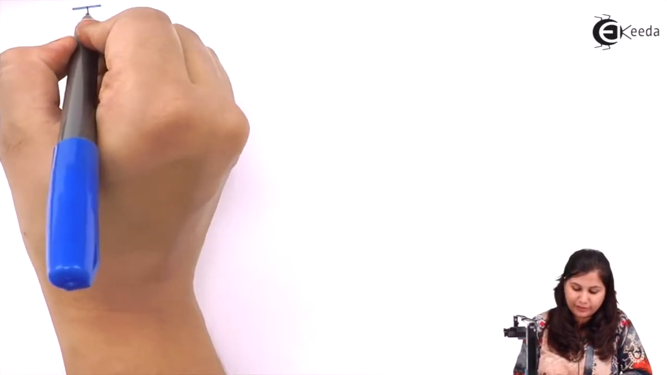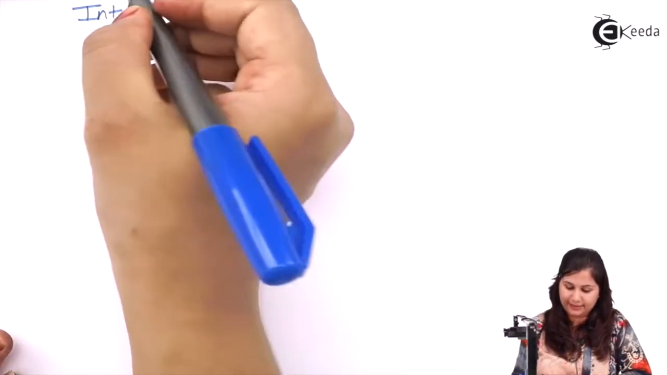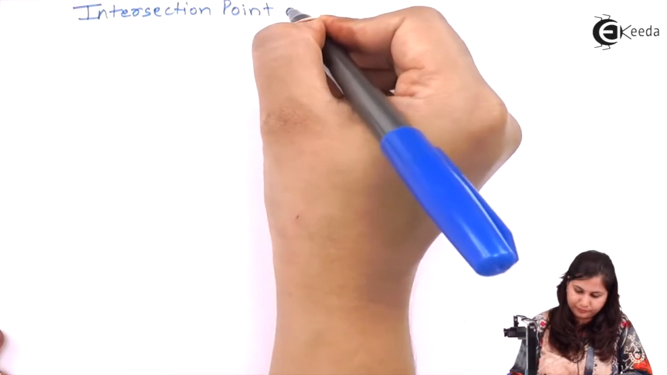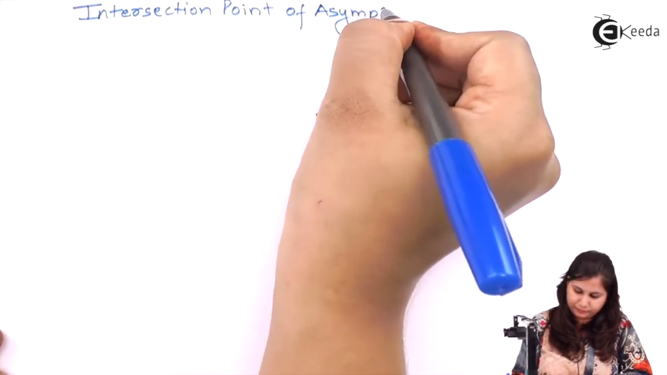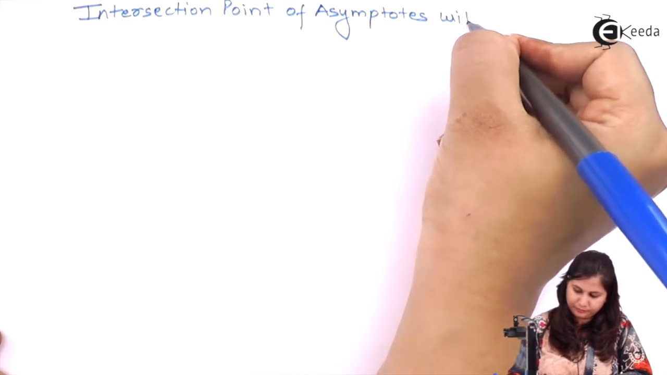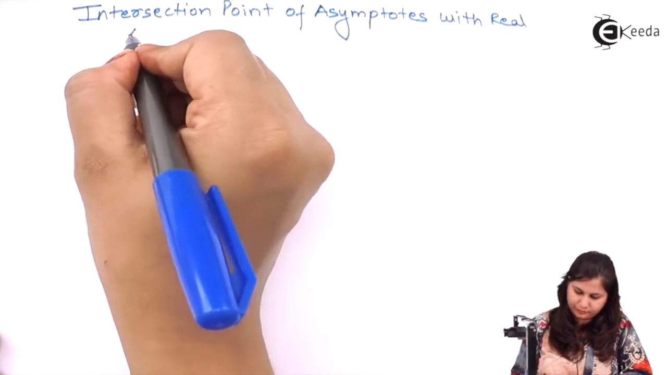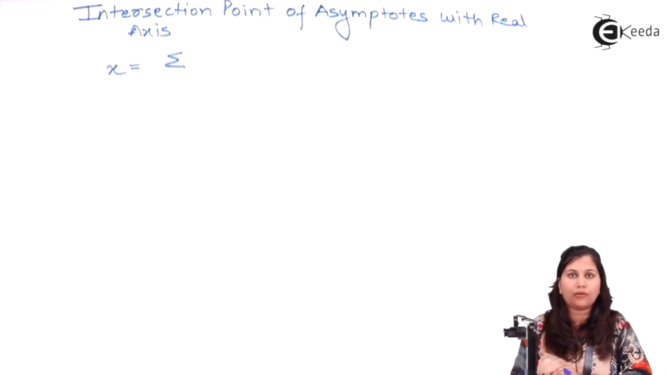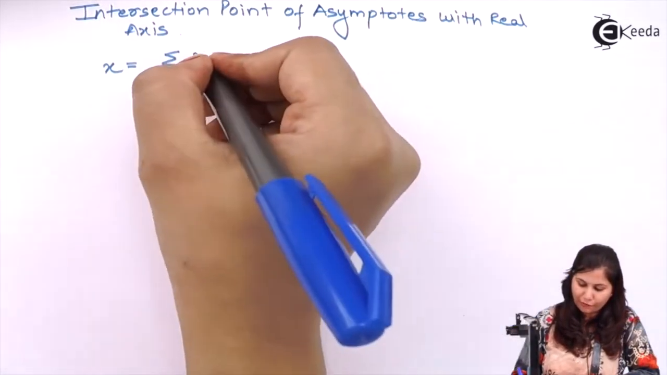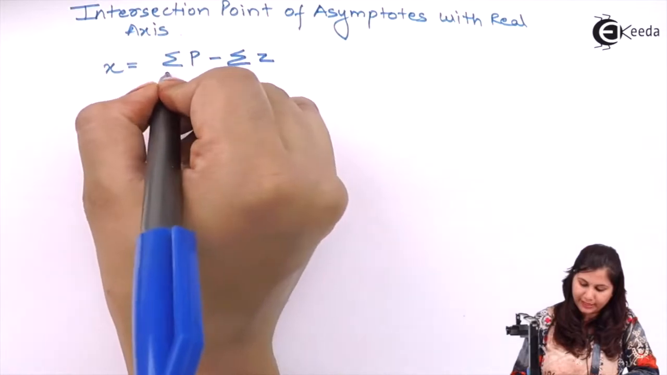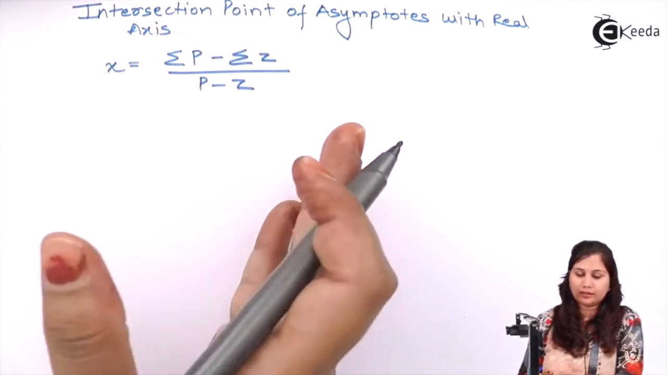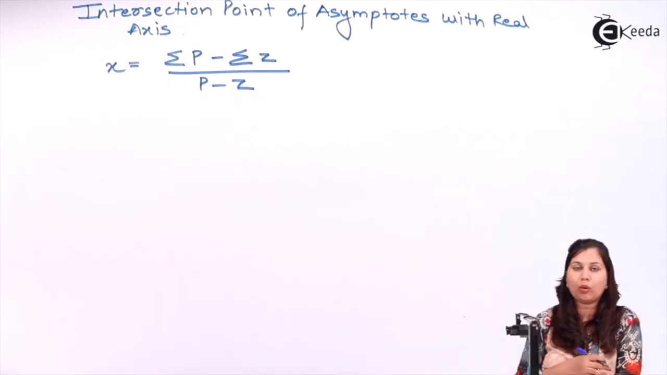Now the second part of this step is to find out the intersection point of the asymptotes with the real axis. How can we find this? We have a formula: x equals summation of p minus summation of z upon p minus z. So summation of p means that we have to sum up all the poles, and summation of z means we have to sum up all the zeros.